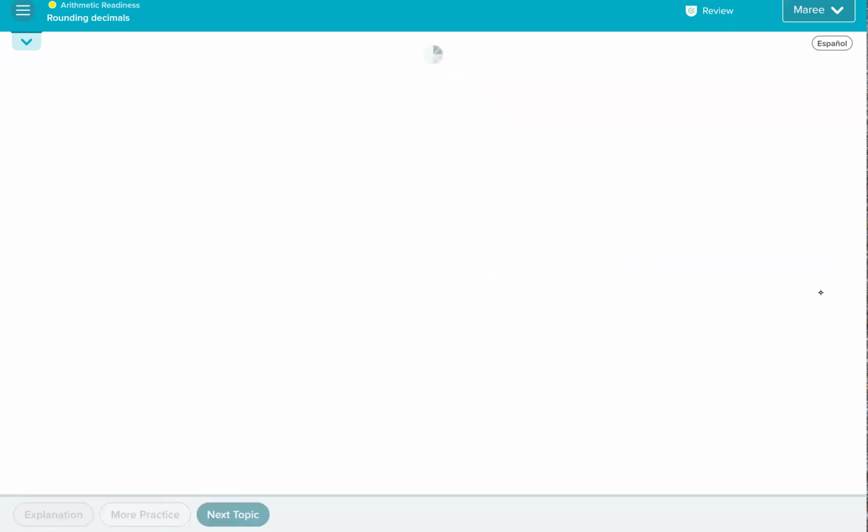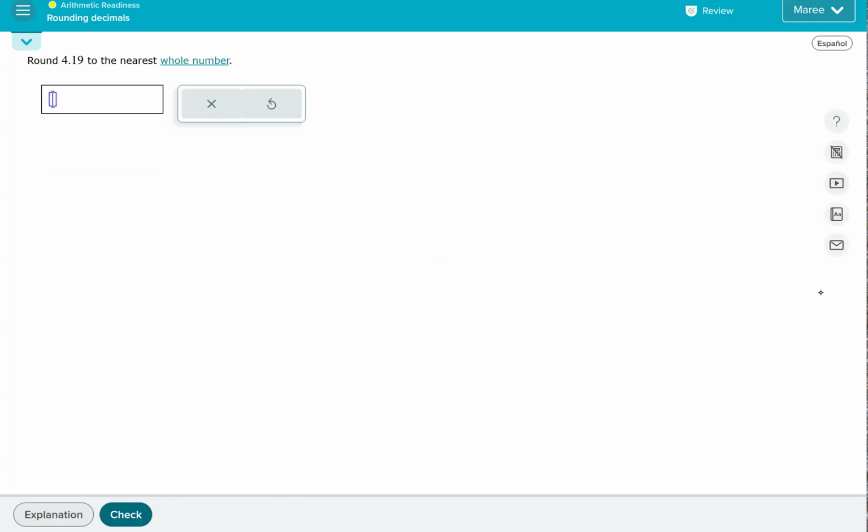Okay, we're going to do one more just for kicks and giggles. Oh, we're rounding to the nearest whole number. So we have 4.19. If it's the whole number, we're just going to lop off the decimals. Again, we're just looking at the 4 and the 1. Because 1 is less than 5, we just keep our whole number 4, and that's our answer: 4.